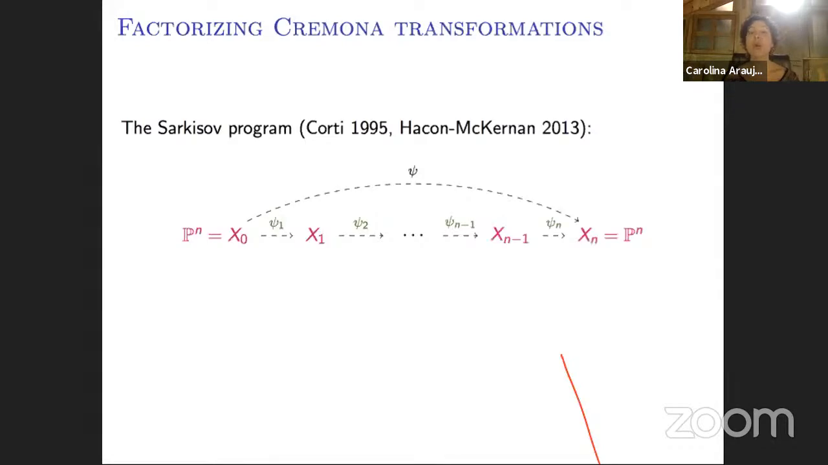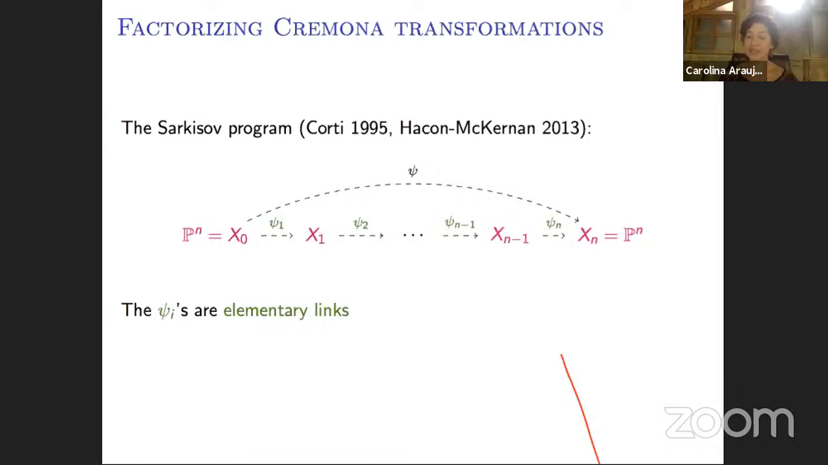So we have this weak factorization theorem for Cremona transformations, which is called the Sarkisov program. The Sarkisov program says that if you are given a Cremona transformation of Pn, which I call psi, then I can decompose it in very simple steps. These are called elementary links, and they are actually very easy to describe. They're simple birational transformations. But the subtlety here is that the intermediate varieties may not be Pn itself.